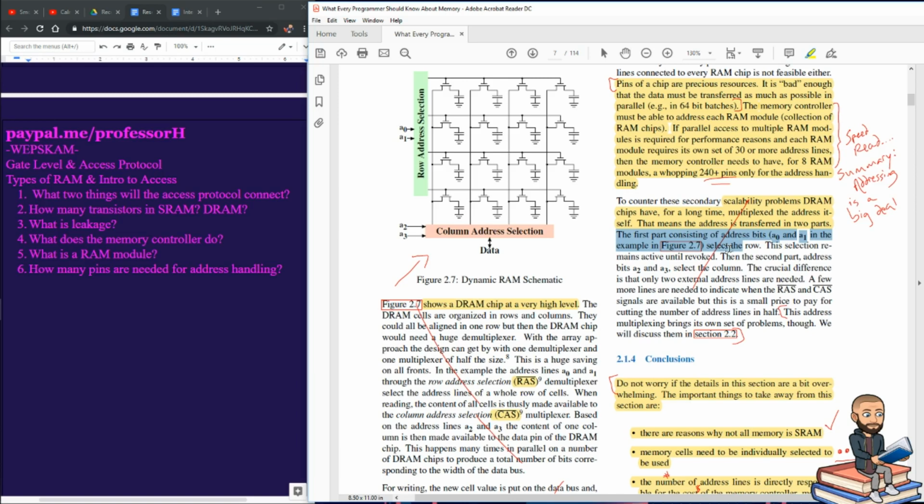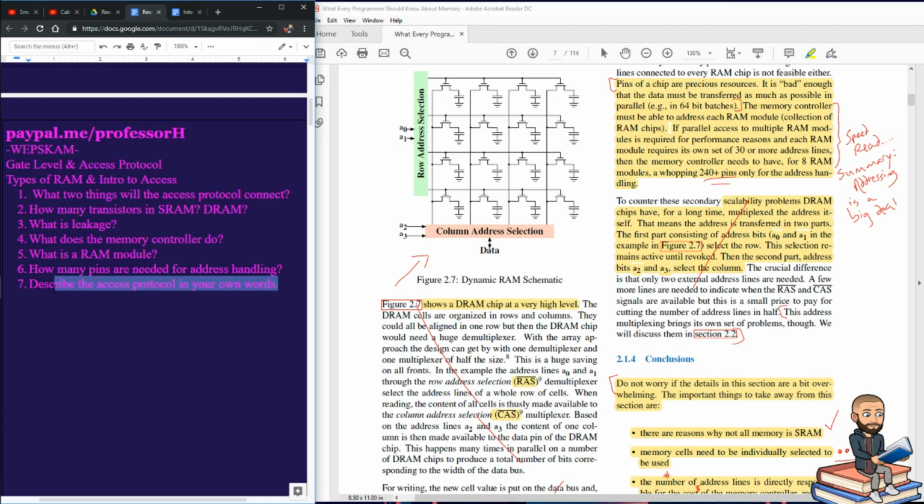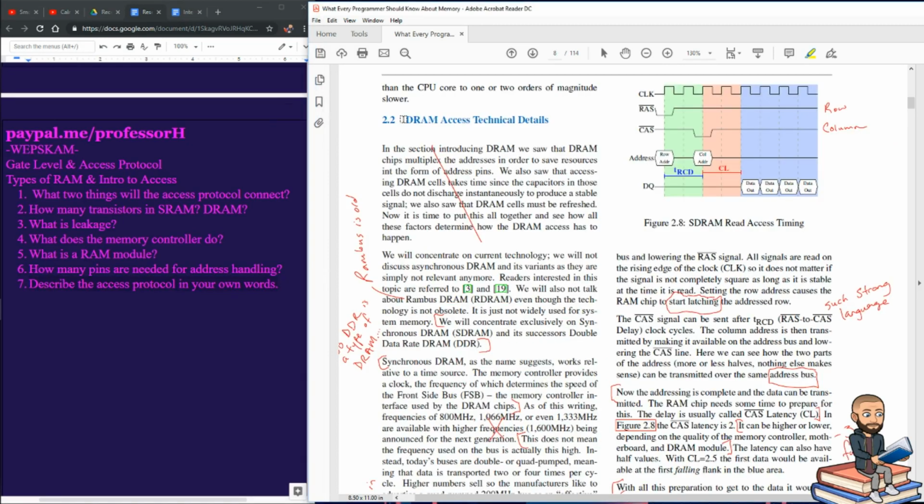So if you notice, A0 and A1 is a row. This selection remains active until revoked. Then the second part, address bits A2 and A3, select the column. So I'll finish the video with this. Just describe the access protocol in your own words. In the next video, I'll go ahead and describe a DRAM access technical detail, so go a little bit deeper.